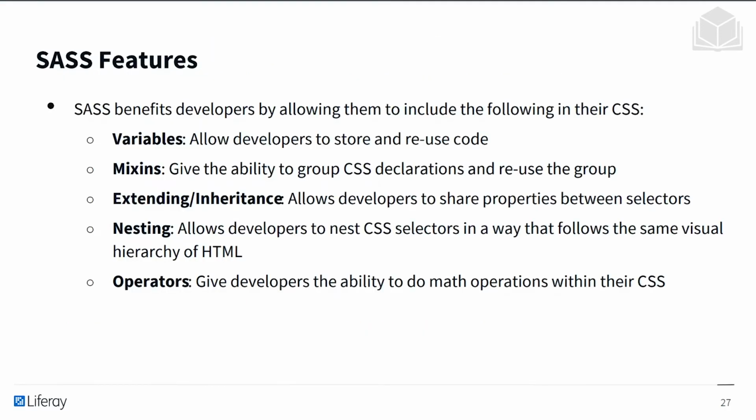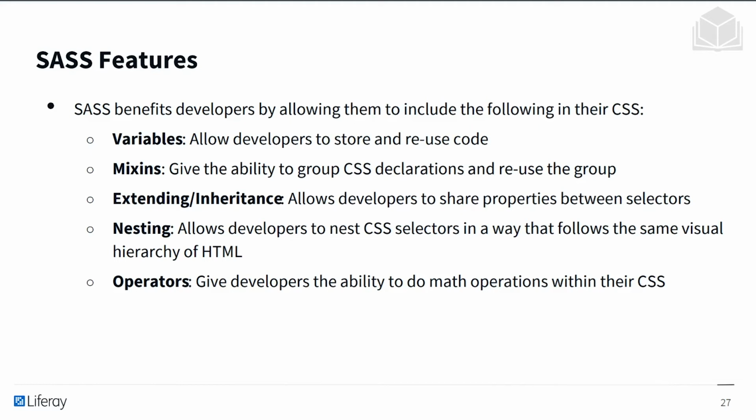Then we have some SASS features. SASS benefits developers by allowing them to include the following in their CSS. You have variables, so this gives developers the ability to store and reuse code. You also have mixins, which give the ability to group CSS declarations and reuse the group, especially outside of classes without using inheritance. And so there are some really powerful and practical benefits to having mixins.